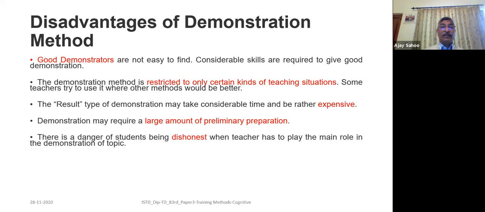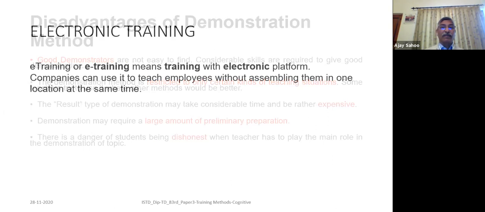Sometimes there is dishonesty on the part of the learner also. I had given an example of a chemistry lab where the students will bribe the chemistry lab attendant to tell them which salts are being used for this experiment, and so sometimes there is dishonesty.